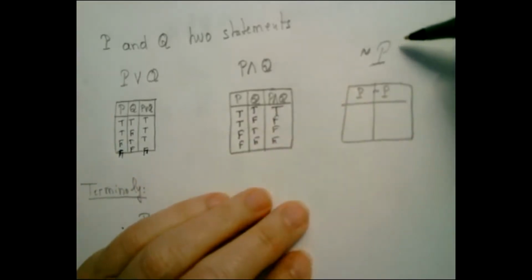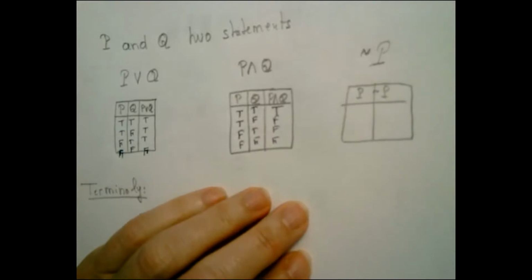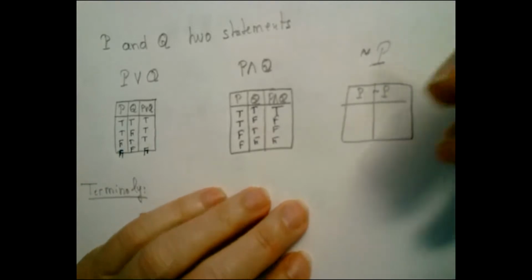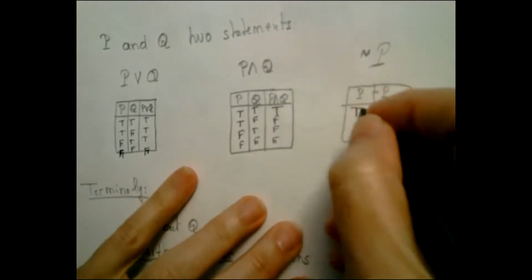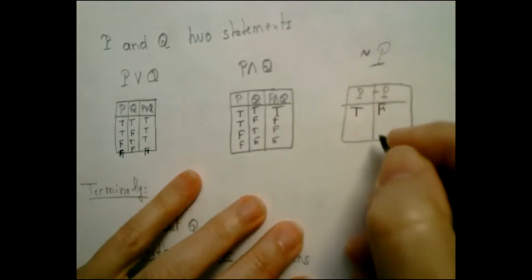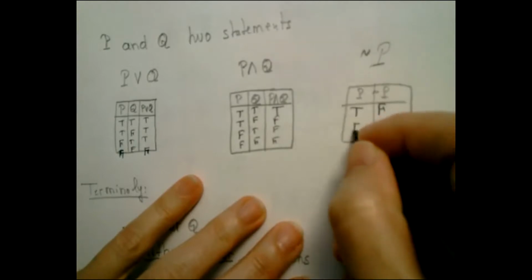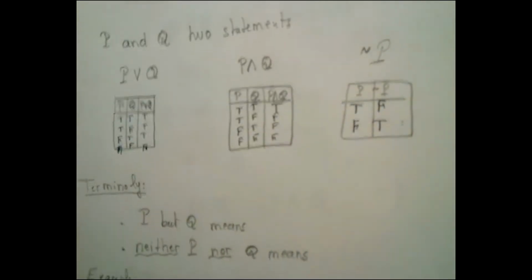Non-P means everything not P. So the non-P will have to embody in it everything that's not the P. So whenever P is true, the non-P has to be false. Whenever P is false, the non-P has to be true.